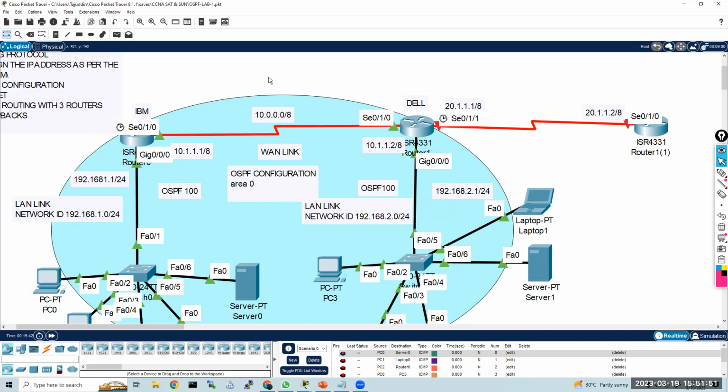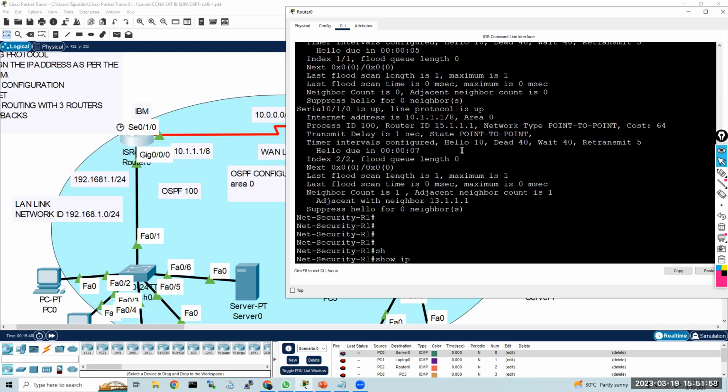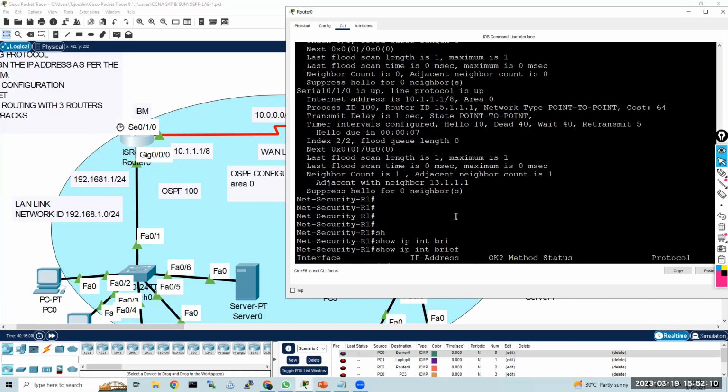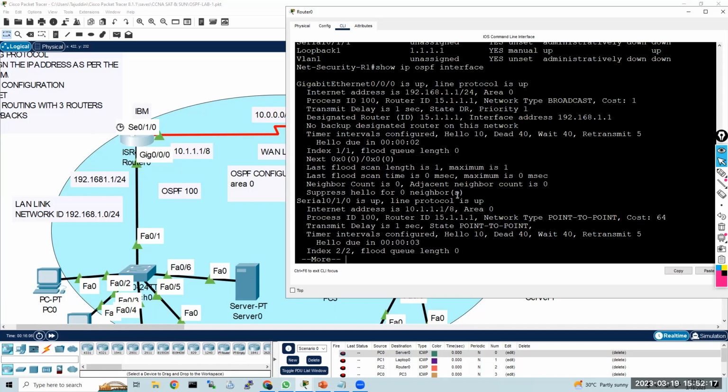Can you run show IP interface brief on router 1? Show IP interface brief. The 15.1.1.1 that we have set as the router ID does not appear anywhere, because we manually put it. If you type show IP OSPF interface, here it's showing the router ID is 15.